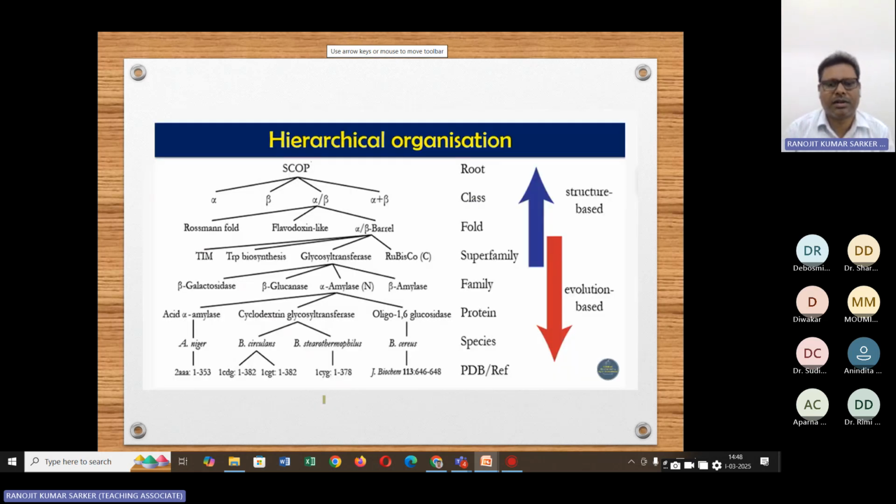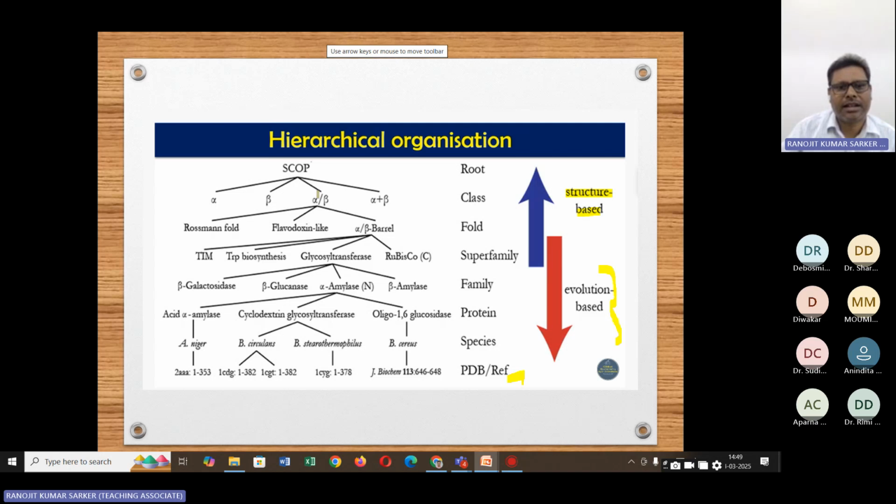Now, these are the options we are talking about. If we go from bottom to top, then it is termed structure-based classification. If we are coming from top to bottom, then we call it evolution-based classification.